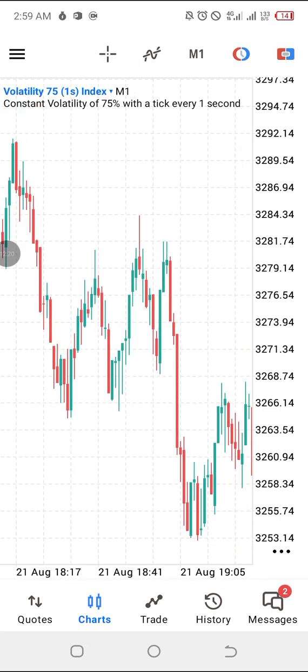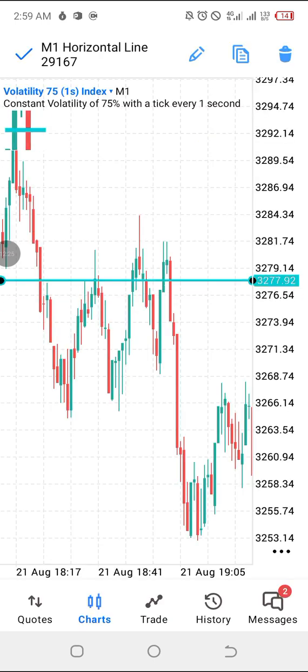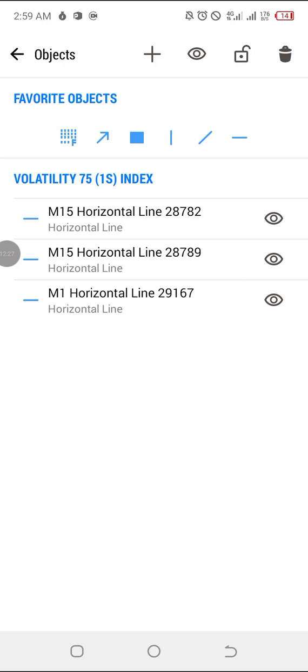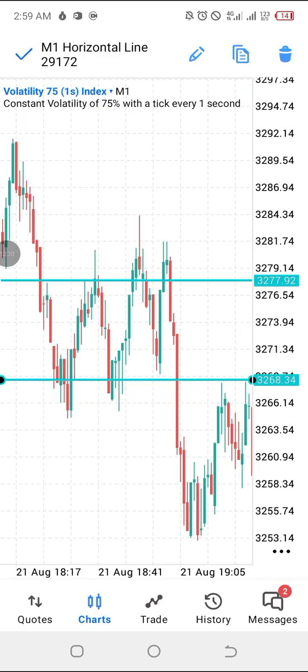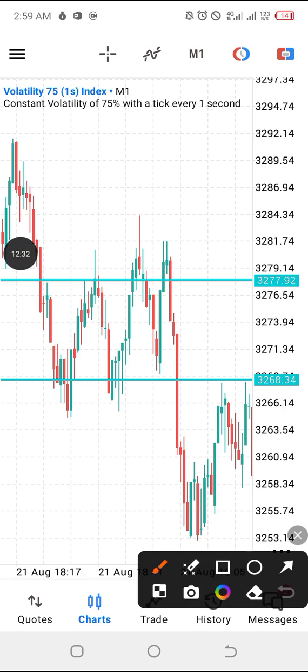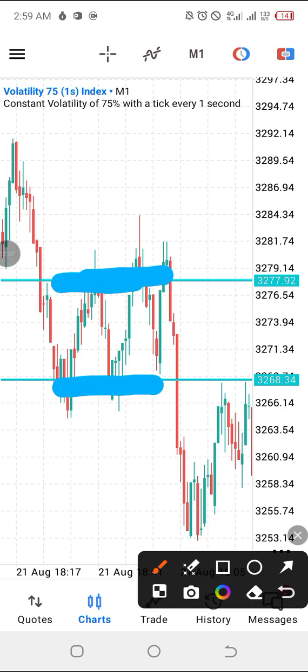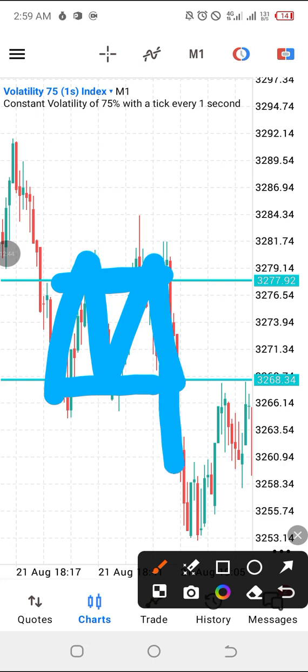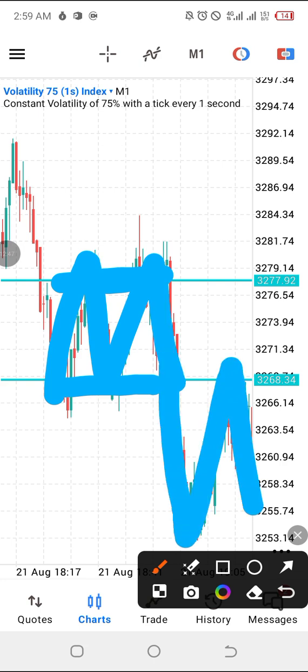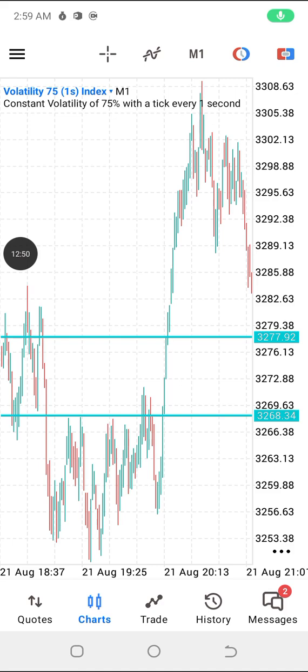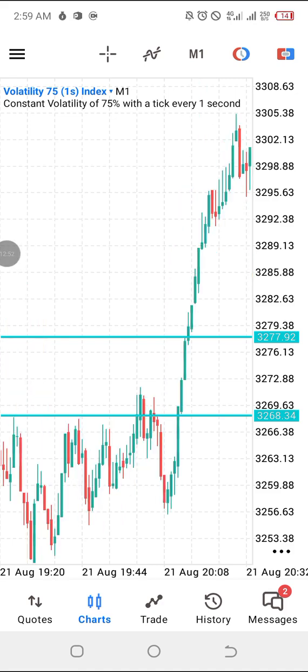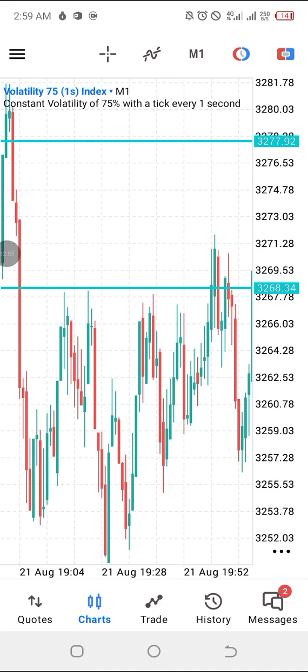So this is also an example of ranging. So this is the resistance zone, support zone. You could see market was ranging. And price went up, came down, went up, came down. Then it broke out, retested, and went down. Alright, so I've shown an example for uptrend breakouts.